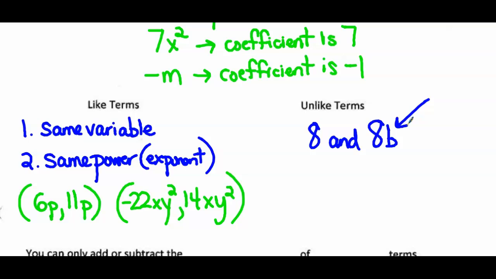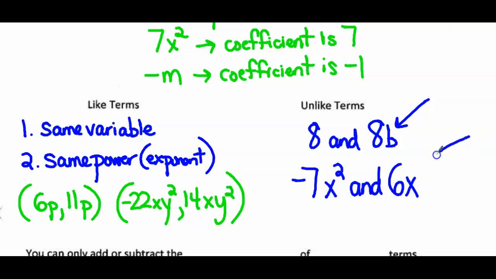Let's do another one. Negative 7x squared and 6x. So think to yourself, why are these not like terms? The reason these are not like terms is because the second variable of x does not have a power of 2.